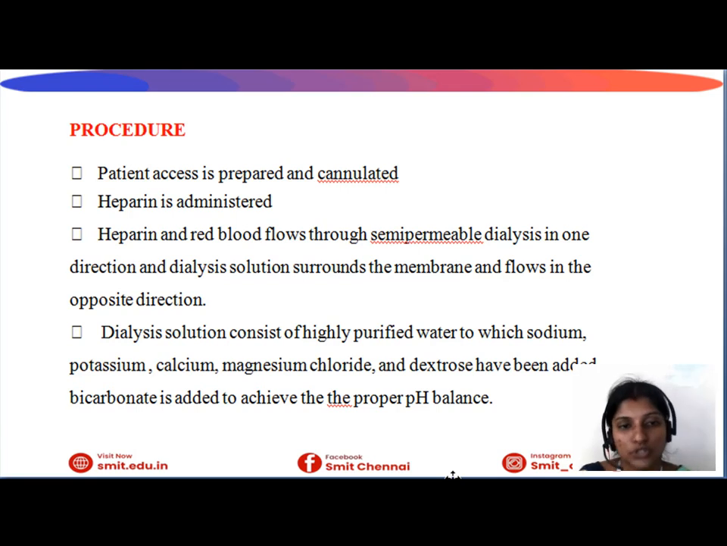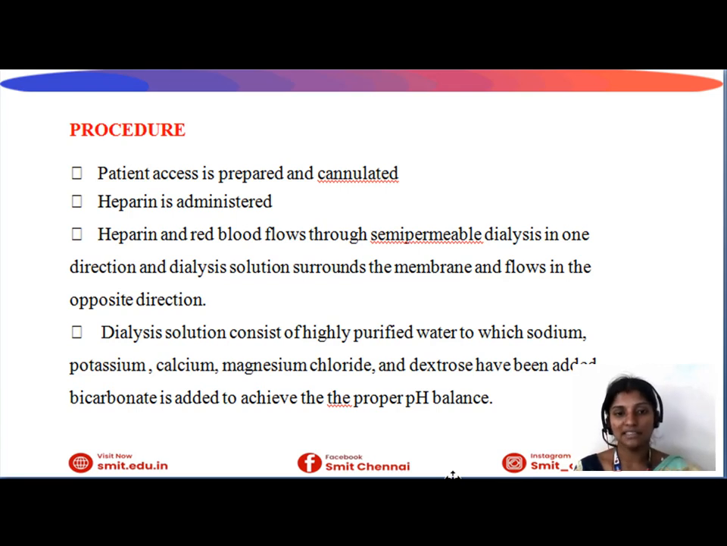Hemodialysis procedure. The patient access is prepared, and heparin is administered. Blood flows through the semi-permeable dialyzer in one direction, and the dialysis solution surrounds the membrane and flows in the opposite direction. Blood will flow in one direction. The dialysis solution will flow opposite to the blood flow.